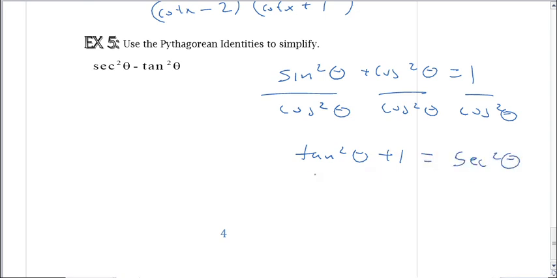So it looks to me like all I have to do now is just plug this in and then try to factor if I can. So this makes tangent squared theta plus 1 minus tangent squared theta. And if I combine like terms, wow, I didn't even have to factor this one. I would just basically get positive 1.